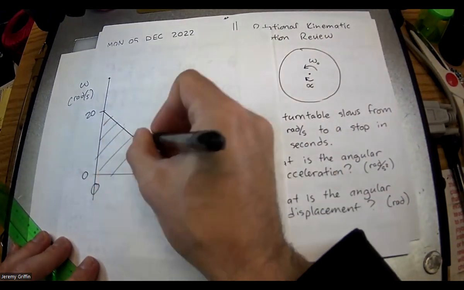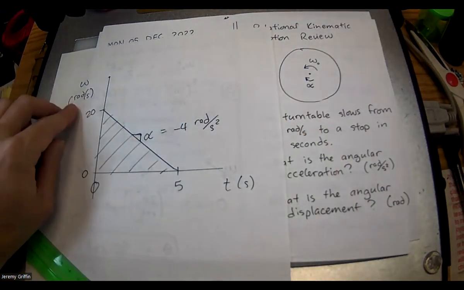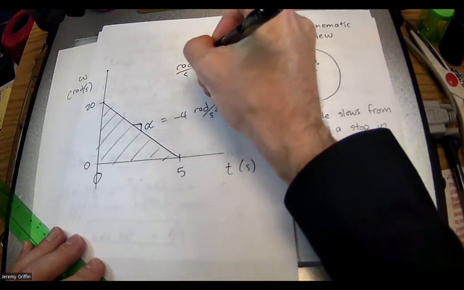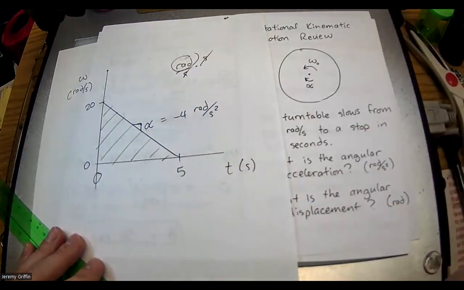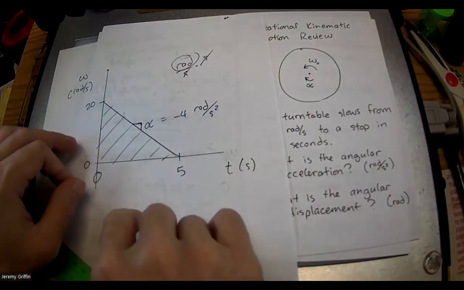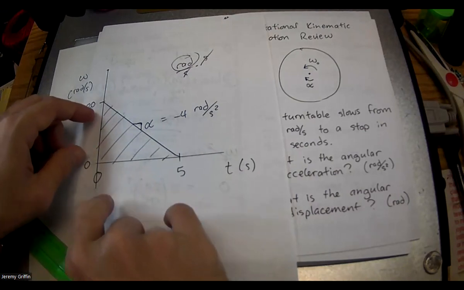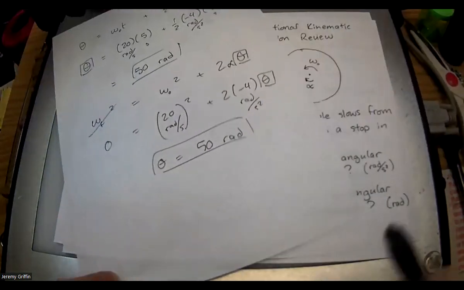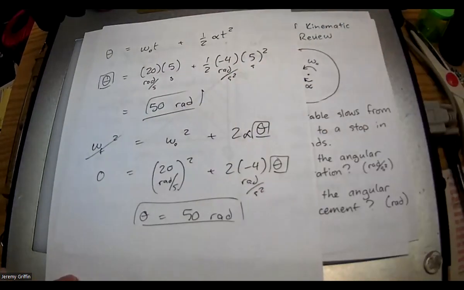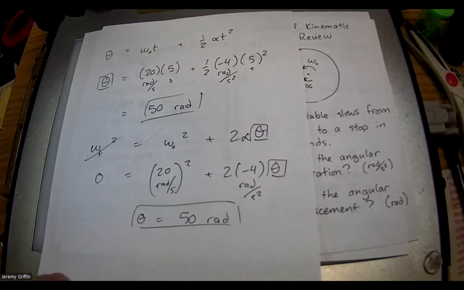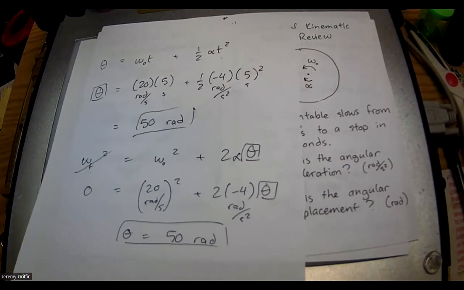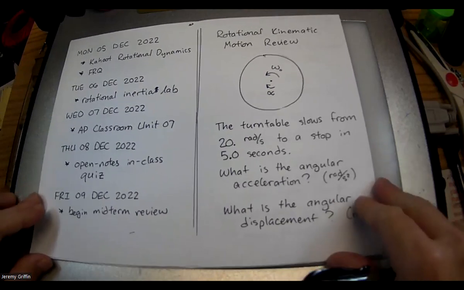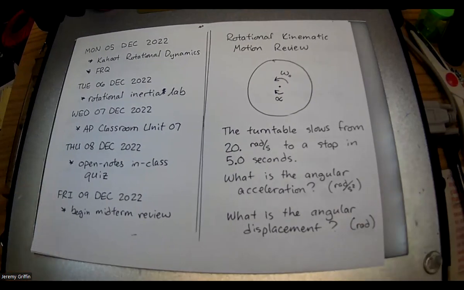You guys said the area tells you how far it rotates because radians per second multiplied by seconds, radians per second times seconds, gives you number of radians. And area of a triangle is 1/2 base times height. So 20 times 5 is 100, divided by 2 is again 50 radians. So there's 3 different ways to get to an angular displacement of 50 radians. Right, you guys got that? All right, so it's a nice kinematic motion review.